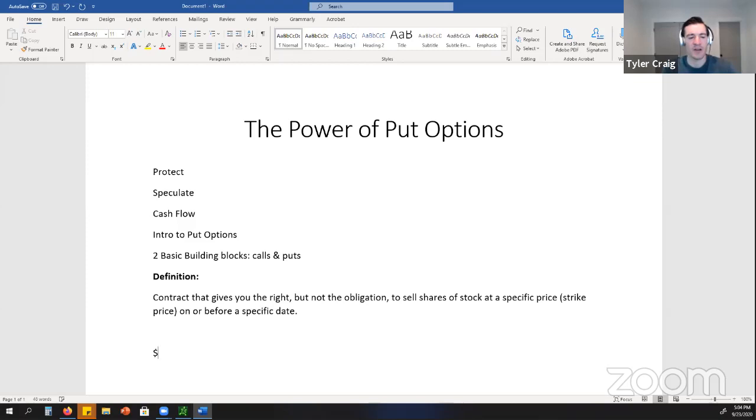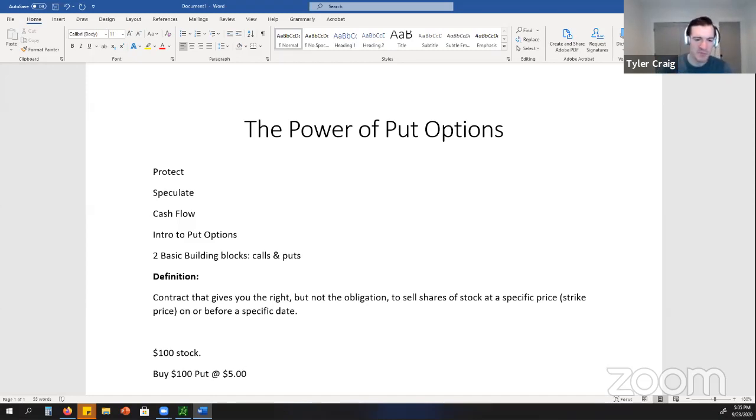So if you got a $100 stock and you want to lock in the right to sell that stock at $100 for the next 3 months, you could buy a 3-month 100 strike put option. So let's do that. Let's say that I either want to protect my position, maybe I want to speculate that it's going to go lower. We're not going to get to the cash flow component just yet, but for whatever reason, I want to buy this 100 strike put. And let's say it's $5. It costs me $5 per share to buy that put.